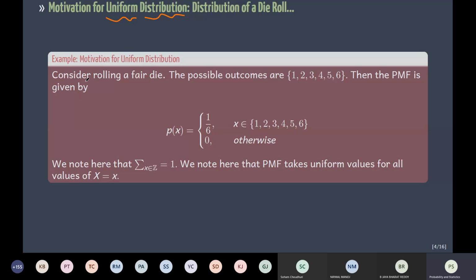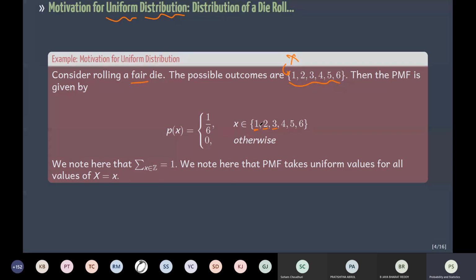This is something we have seen already. Consider rolling a fair die. The possible outcomes are 1, 2, 3, 4, 5, 6. Then the PMF is given by this. Our random variable x takes these values, and the probability that x equals 1 is 1 over 6. The probability for x equals 2 is also 1 over 6.